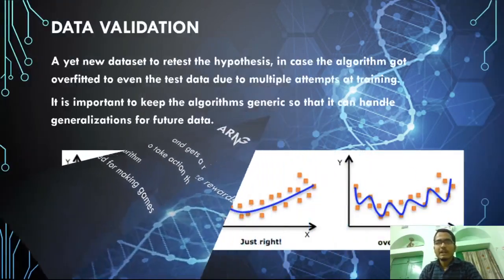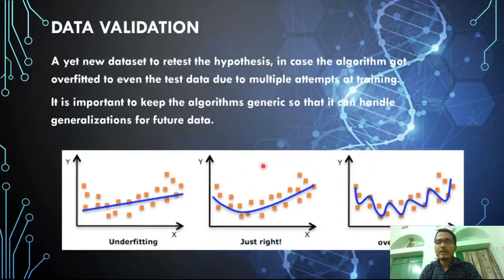Now the data validation part is really important. Use a new data set to test the hypothesis in case the algorithm got overfitted even to the test data due to multiple attempts of training. It is important to keep the algorithms generic so that they can handle generalization for future data. So you see, let us see what is underfitting, just right, and overfitting.